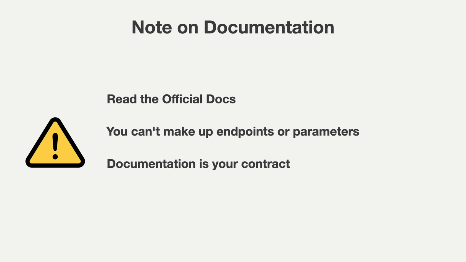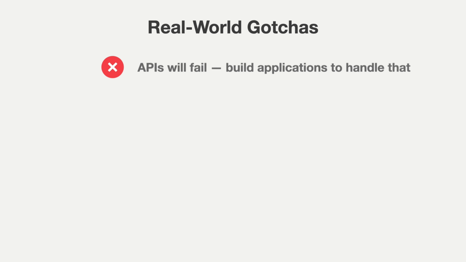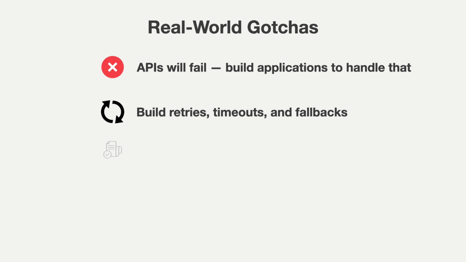Here are a few more things you'll run into in practice. APIs will fail. Don't assume every request will succeed. Build your applications to handle failures. Add retries, timeouts, fallbacks. Expect things to break. Always check the terms of service. Some APIs prohibit storing data. Some require attribution. Some have restrictions on commercial use. Read the terms before you build your entire app around an API.